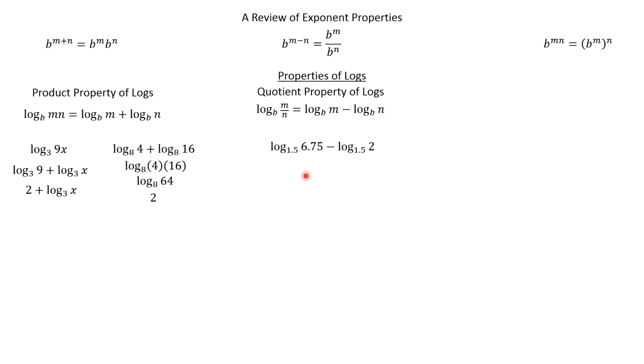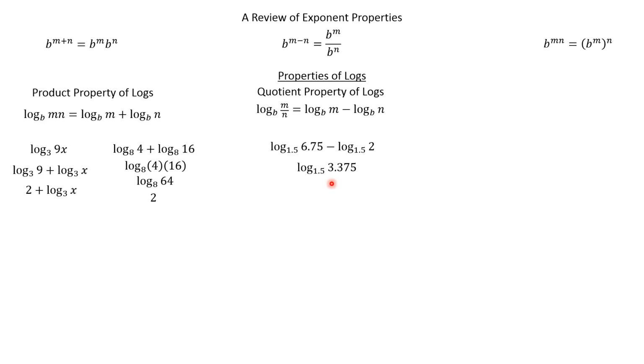Log base 1.5 of 6.75 minus log base 1.5 of 2. Let's see, 1.5 to what power equals 6.75? Nothing's coming to mind. I mean, there might be a power there, but 1.5 to what power equals 2? That's not going to be anything. So we can combine them. When we combine, we're going to divide. 6.75 divided by 2 is 3.375.